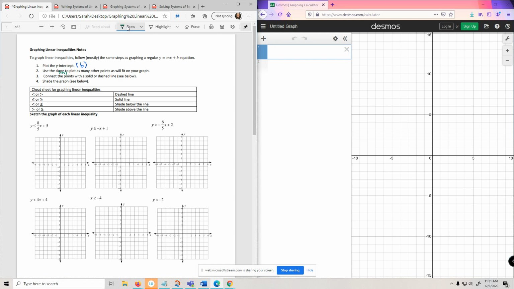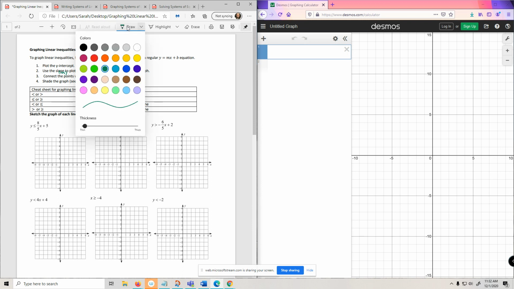And then here's where things get a little different. With an inequality, instead of just being a line, there is a line with some sort of shading involved, because the points that work for that inequality aren't just the points on the line, it includes a shaded region as well, because we have an entire solution set. So once you have your line plotted, you're going to connect the points either with a solid or dashed line, depending on what your inequality looks like. And then you're going to shade the graph either below or above the line, again, depending on what your inequality sign is. It'll make more sense if we just do a few examples, so let's try it.